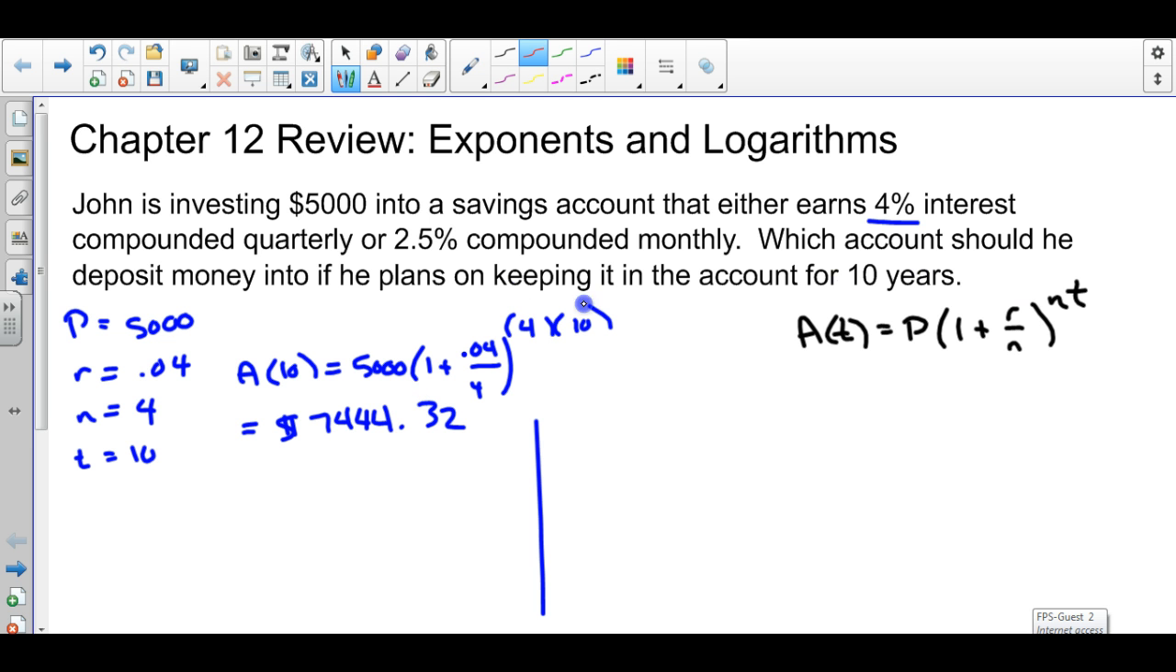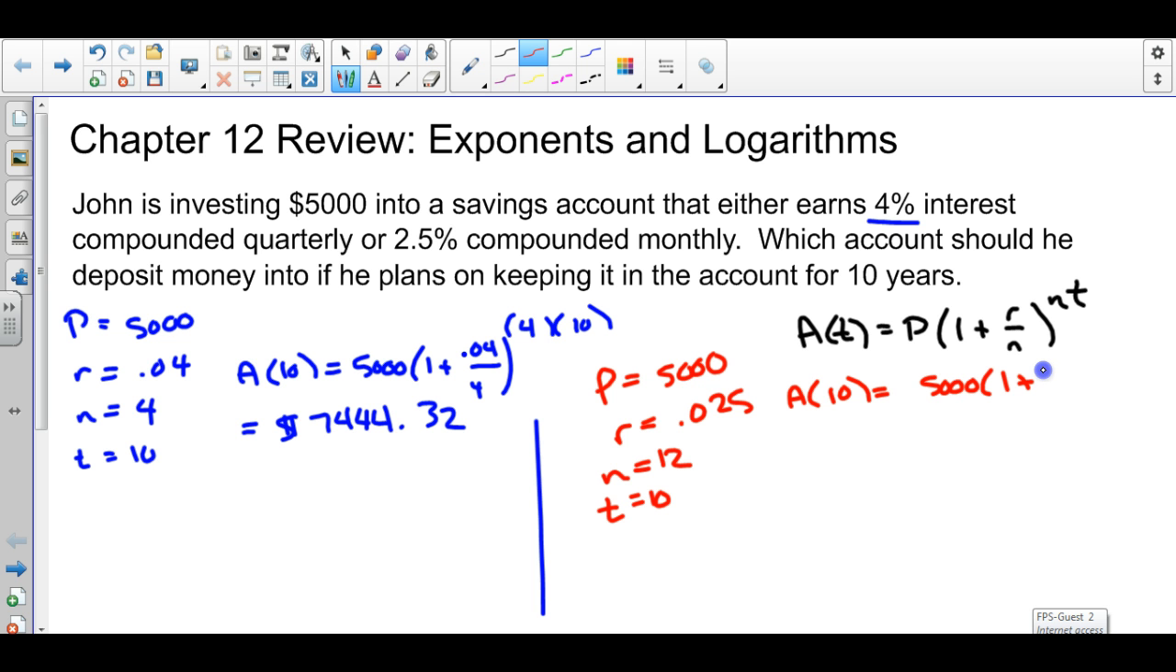Now we're going to look what happens if it's compounded monthly. So it'll be 12 times in a year, but it has a lower interest rate. So write down the same 4 pieces of information. The principal is $5,000. My interest rate this time is going to be 0.025. My n value is 12 because it's monthly, so 12 times in 1 year. And then it's over a span of 10 years. So I'm going to do the same exact thing. A of 10 equals 5,000 times 1 plus 0.025 over 12. And this will be raised to the power of 12 times 10.